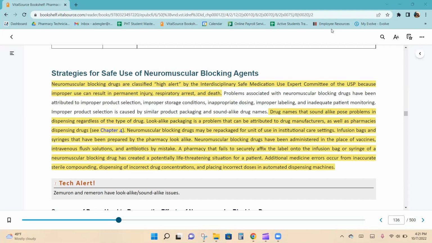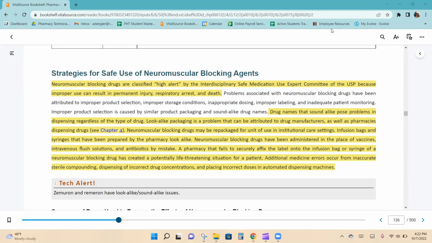Neuromuscular blocking drugs have been administered in the place of vaccines, intravenous flush solutions, and antibiotics by mistake. So you can imagine what kind of disaster that is. Very life-threatening for many people. A pharmacy that fails to securely affix the label onto the infusion bag or syringe of a neuromuscular blocking drug has created a potential life-threatening situation for a patient.